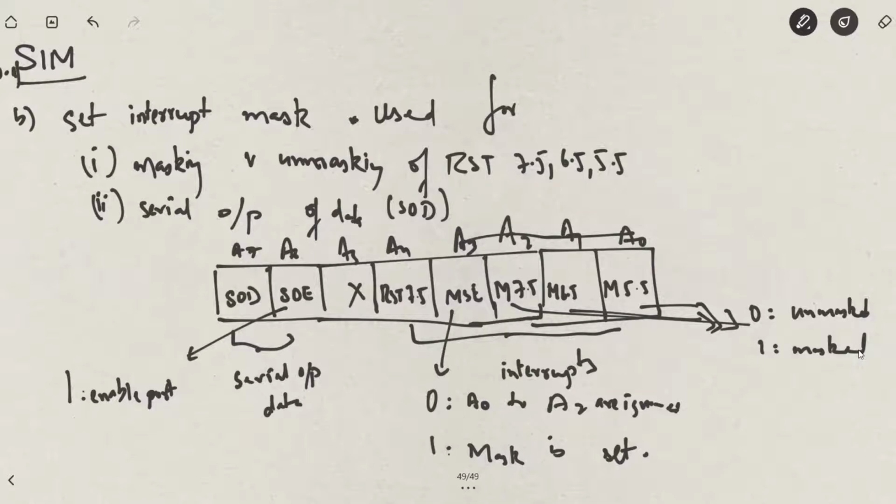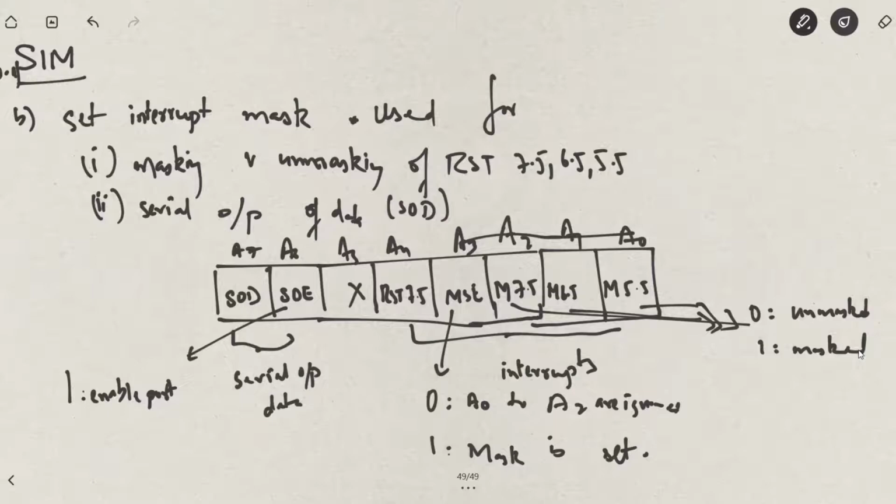If it is M5.5, that is if A0 is equal to 1, that means mask RST 5.5. If A1 is equal to 1, that means M6.5 we are talking about, and mask RST 6.5. If M7.5 is equal to 1, that is A2 is 1, then mask RST 7.5. MSE here refers to mask set enable, so it can either be 0 or 1. So it will actually disable or enable the A0 to A2 bits.